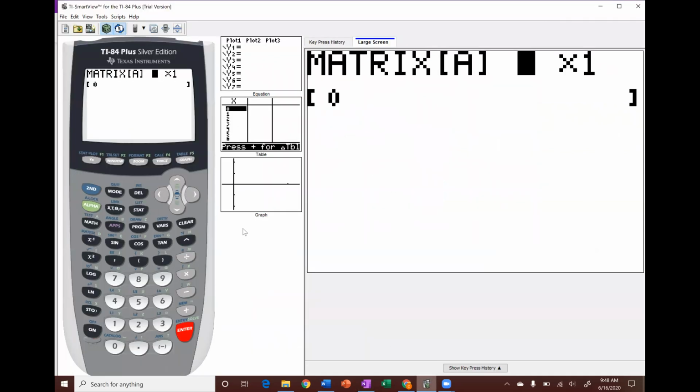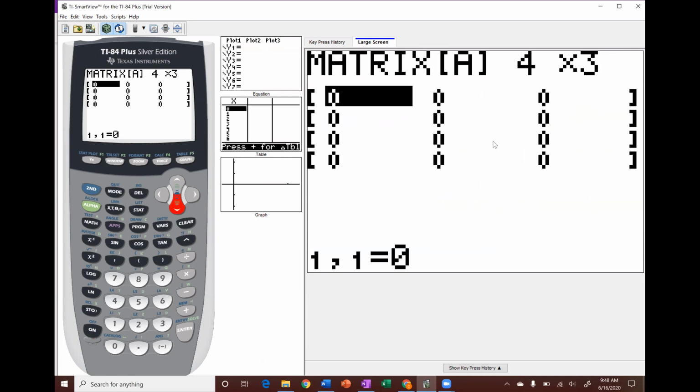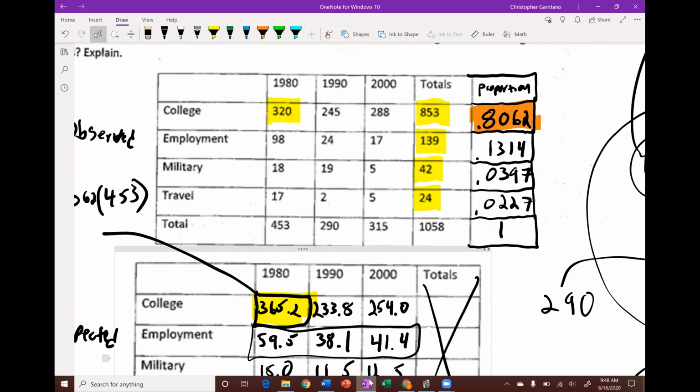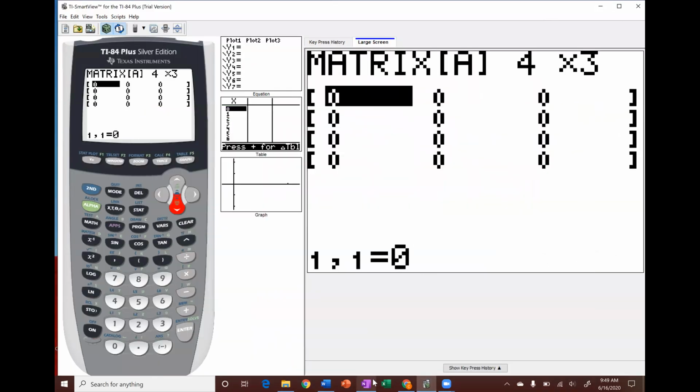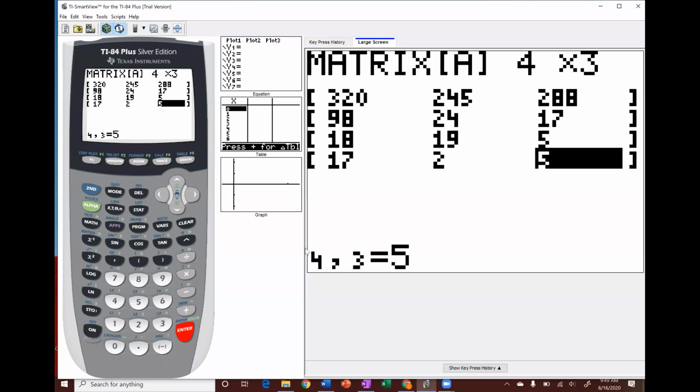So in here, I'm going to type in 4 and then 3. And then you can see that the matrix that appeared on your screen now has 4 rows and 3 columns. And now you just simply input the data. So 320, all right. So I'm going to pause, input the data, and I'll be back. All right, so as you can see, I entered all of the observed data into matrix A.